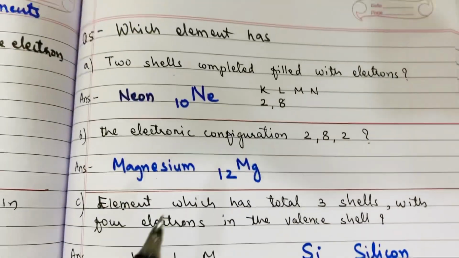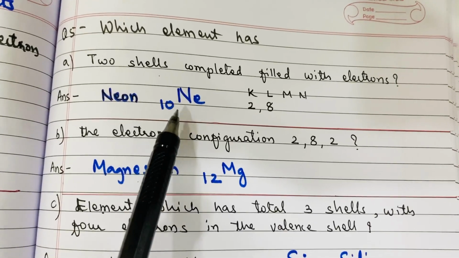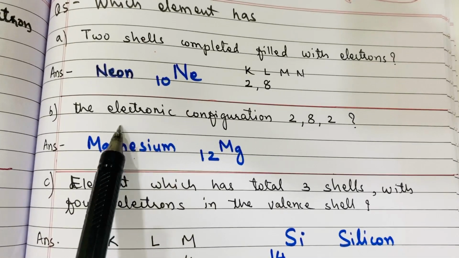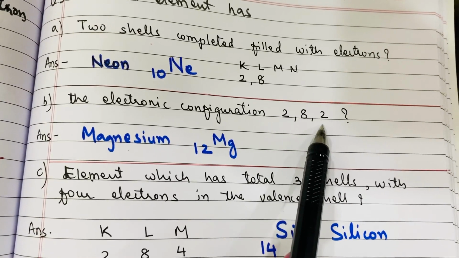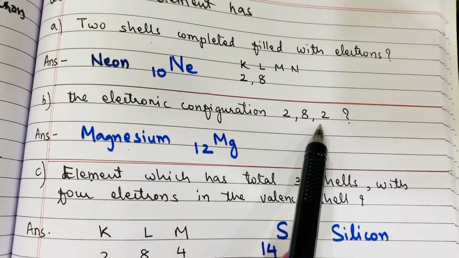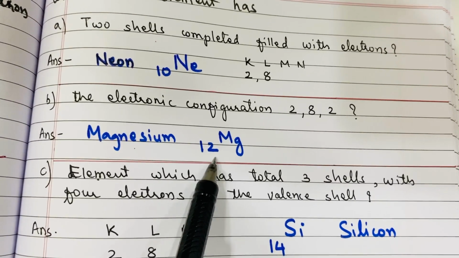Now the next question is: which element has 2 shells completely filled with electrons? It is neon. Which element has electronic configuration 2, 8, 2? Count the number of electrons. Yes, 12. So the element is magnesium, having atomic number 12.